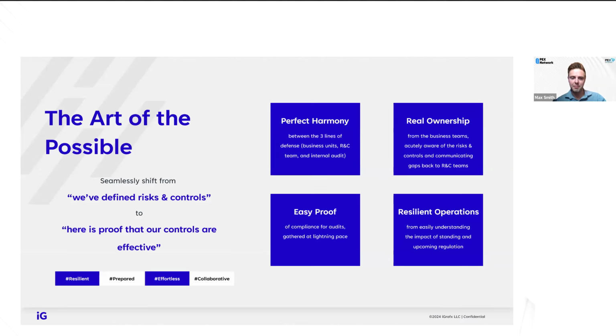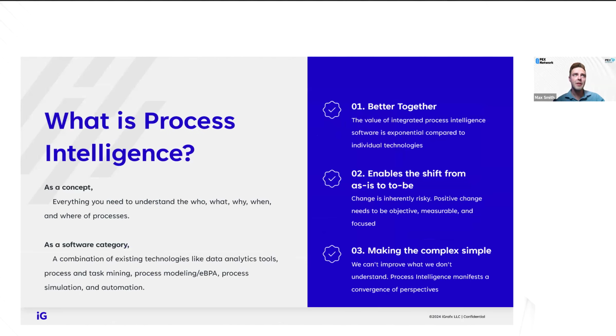And then lastly, in this perfect organization, you're resilient operationally. So as these new regulations come out that might change the way that you do business or might change the way in which you can go to market, you want to be able to understand what is the impact of that regulation, how's it going to affect me, and what can I do about it? So that's kind of the perfect organization. And obviously the title of the webinar is preventing financial and reputational risk with process intelligence. So let's take a second to talk about how process intelligence can help you get there.